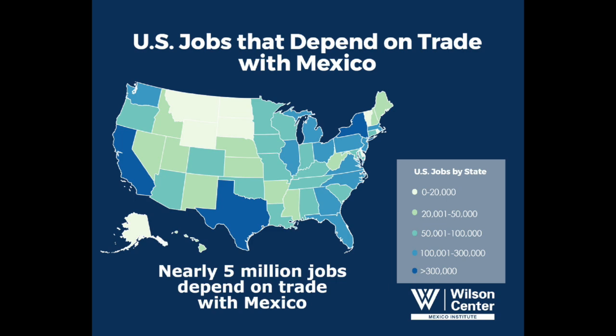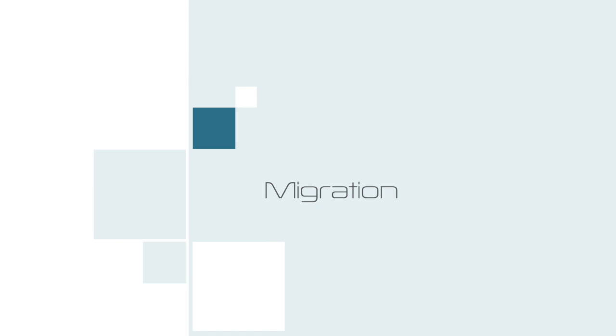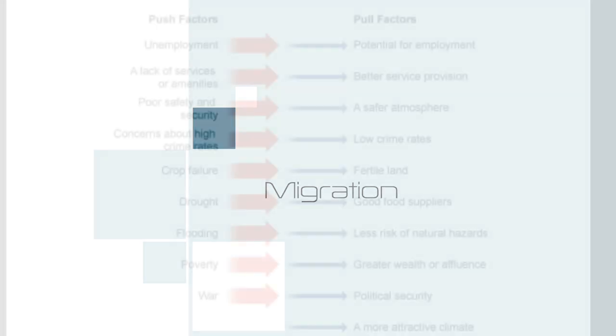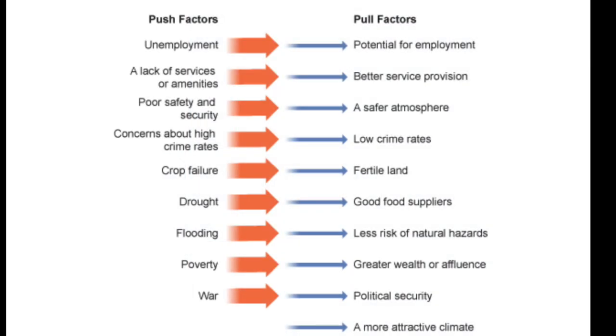This border region has always been shaped by powerful push and pull forces that drive migration and trade. On one hand, people are pushed out of their countries by economic hardship, violence, and environmental pressures. On the other hand, they are pulled toward the United States by opportunities, safety, and also family connections. This has been the reality for over 100 years.